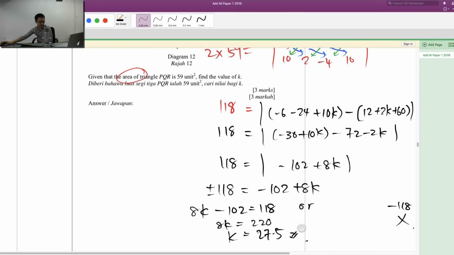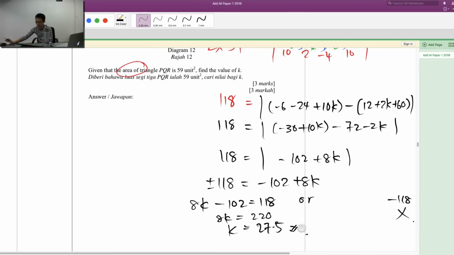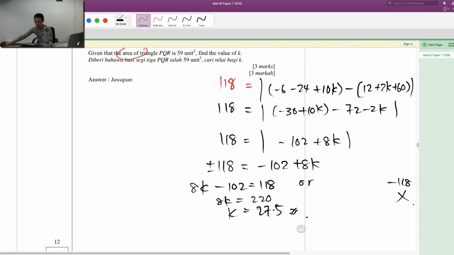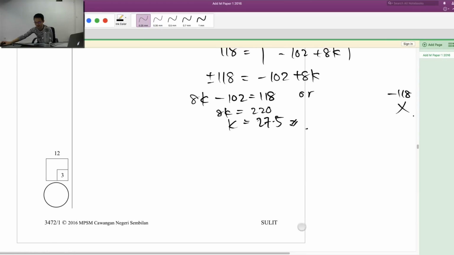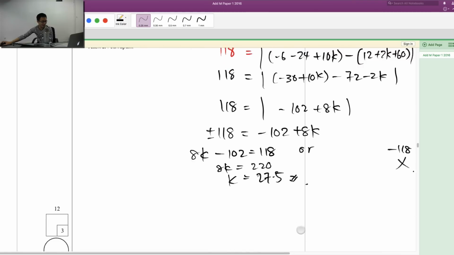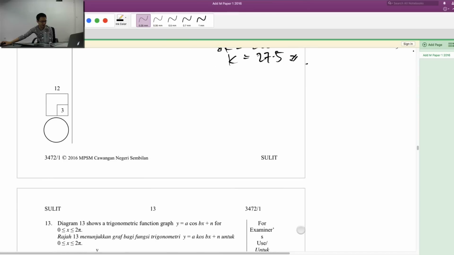Did I make any careless mistake in the plus or minus? Sometimes I tend to make those mistakes, but I hope I don't. Let me just check. Yeah, it shouldn't be wrong. Maybe it should be correct. Okay. Yep. So far, so good.